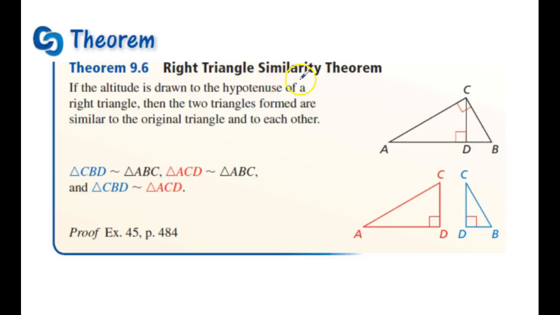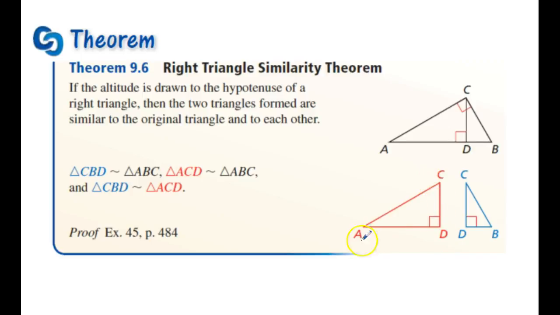So here's my right triangle similarity theorem. If the altitude is drawn, and the altitude goes from the right angle to my hypotenuse, across from there, and makes a 90 degree angle itself, then the two triangles formed, here triangle ADC and triangle CDB, are similar to each other and to the original triangle.